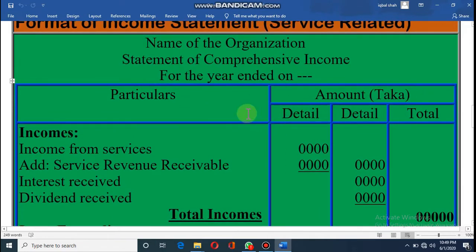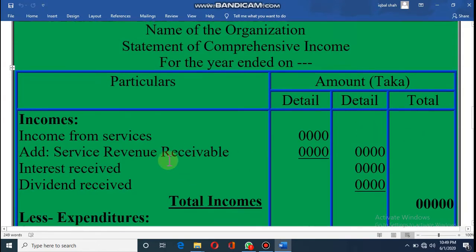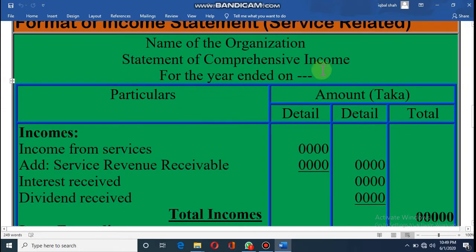Look at the format. At first you will write particulars, amount, details and total taka. That means in these two columns we will do working only. If there is any calculation, any addition or subtraction, we will do it here, and here we will write the final amount. Dear student, this is a comprehensive income statement. So in this statement we will subtract expense from income.